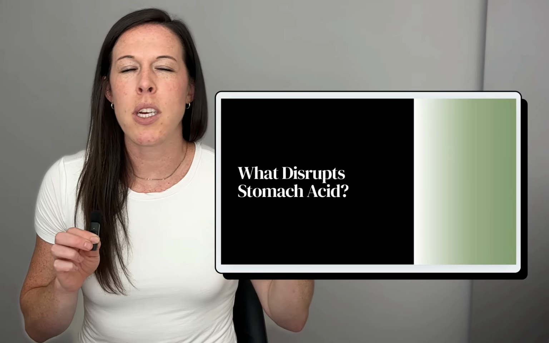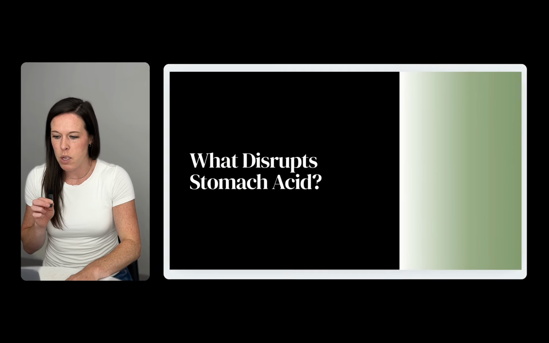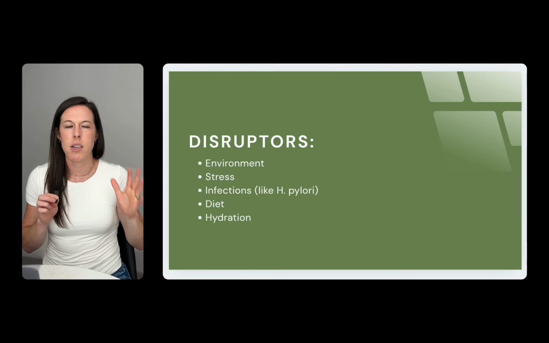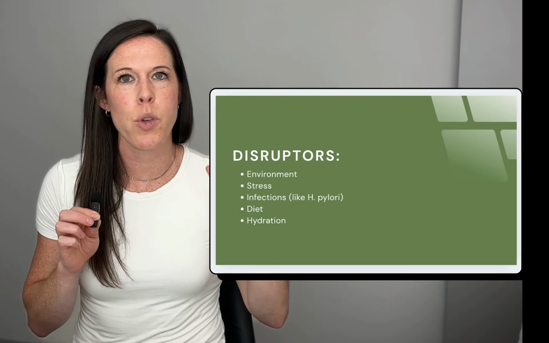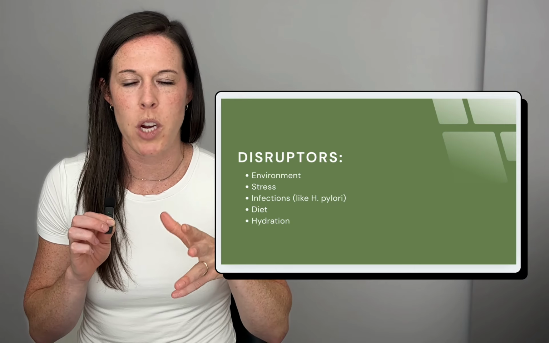So what actually disrupts stomach acid then in the first place? Like how can it get messed up? So let's talk about it. First one is going to be environmental. We interact with toxins on a daily basis in our environment. And so when those are impacted, then it can inhibit our stomach acid production.